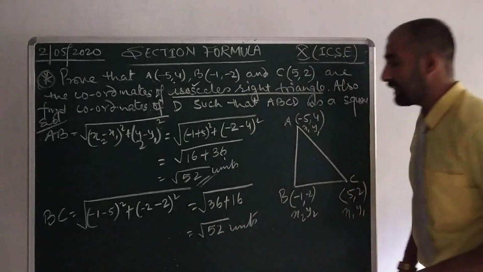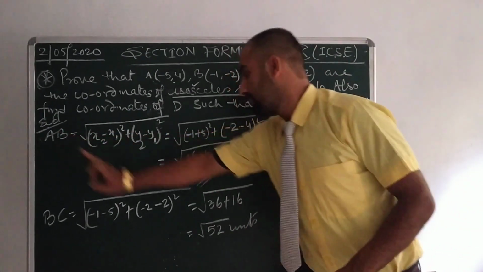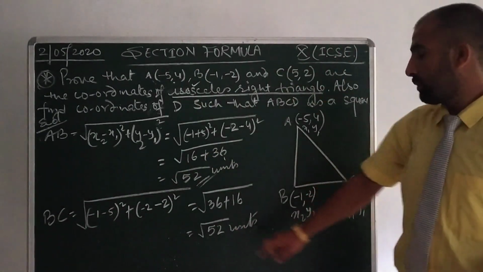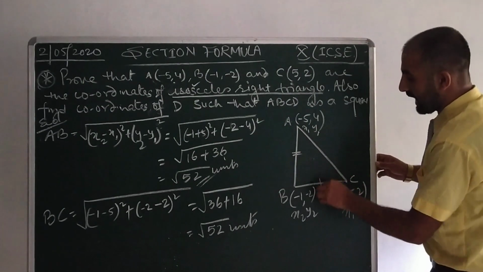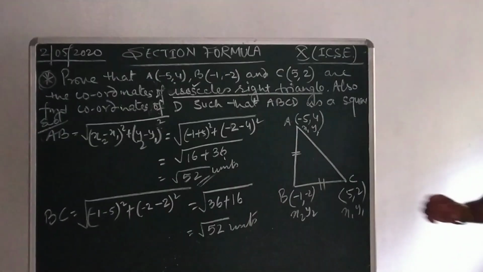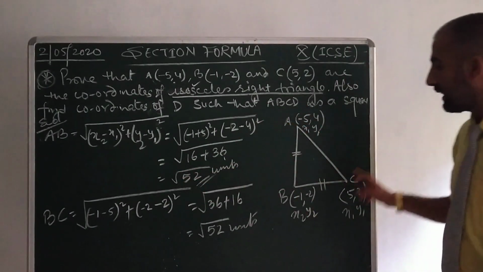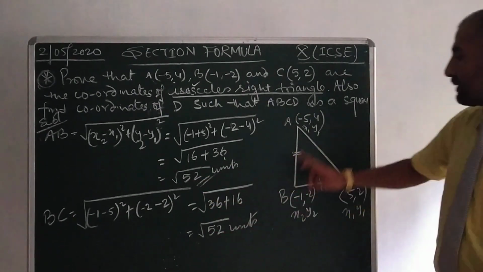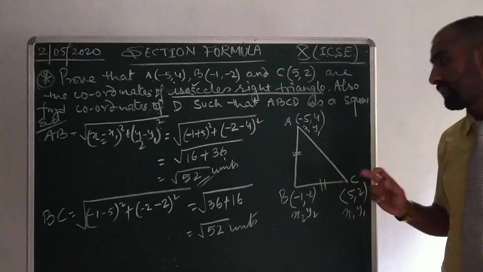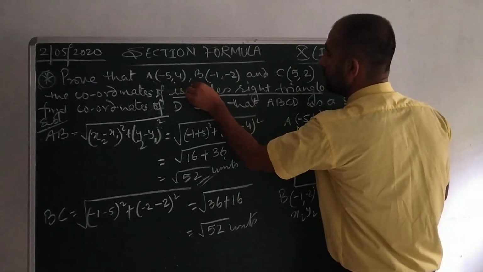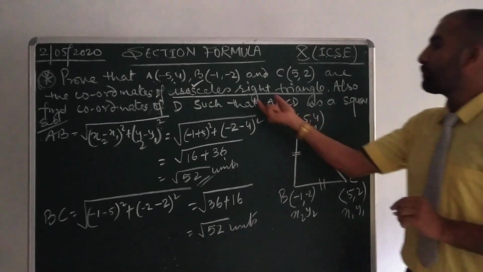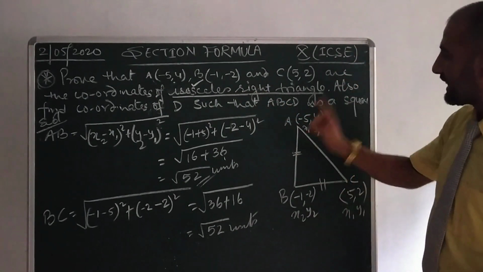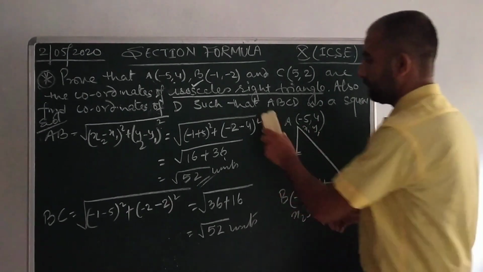Now you can see that AB is root 52 units, BC is also root 52 units. That means these two distances are equal. Yes or no? If in a triangle two sides are equal, see, root 52 units, root 52 units, that means this triangle is isosceles. First part we have done. Isosceles. Now how to prove right triangle? Okay, let's see. For that reason, let us find AC also.